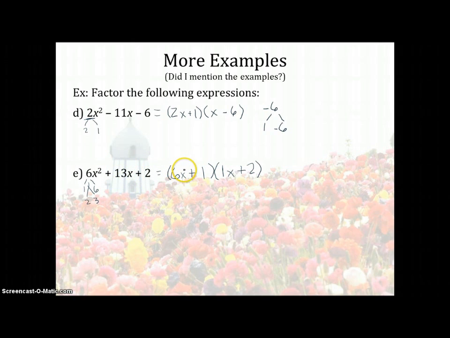Again, I'm making these look a lot easier than they are because I've already worked out the problems, but it really comes down to a lot of guess and check and using those factor trees over here.